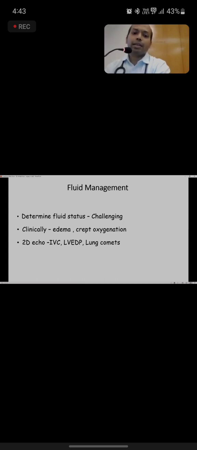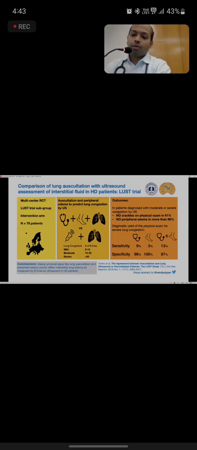Fluid management is a challenge, as it is difficult to determine the fluid status. Clinically, it can be assessed with edema, crepts, and oxygenation. And on 2D echo, it can be assessed with the help of IVC, left ventricular end diastolic pressures, and lung comets. So it is very difficult to assess, and these physical measures are not very sensitive.